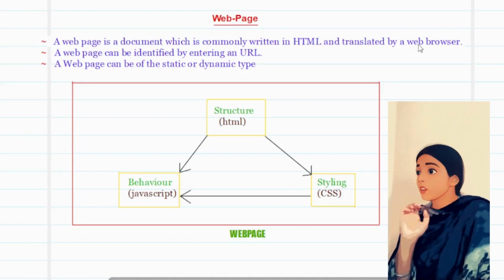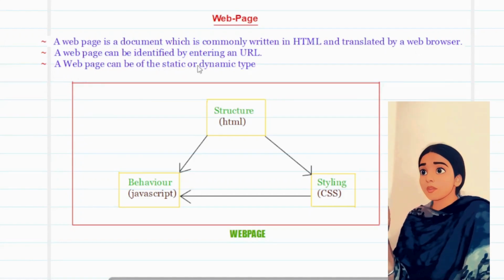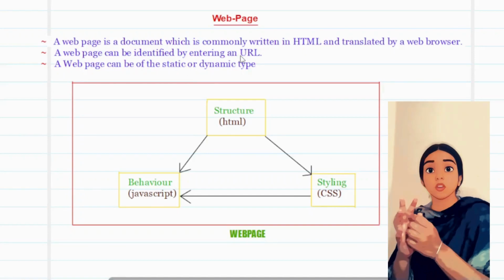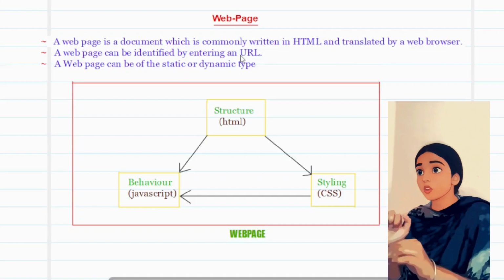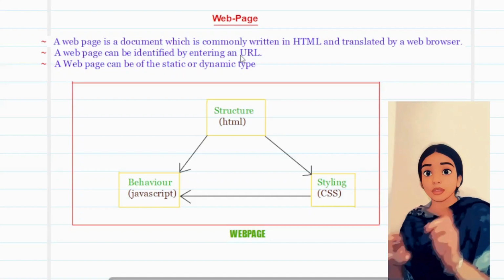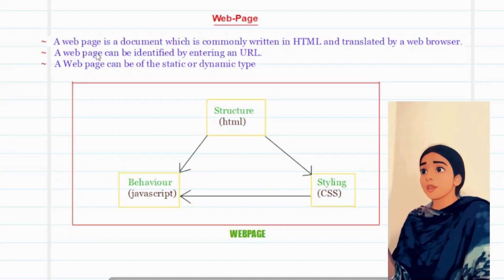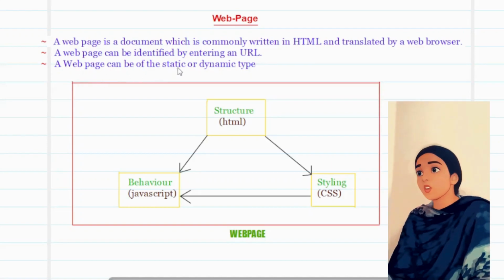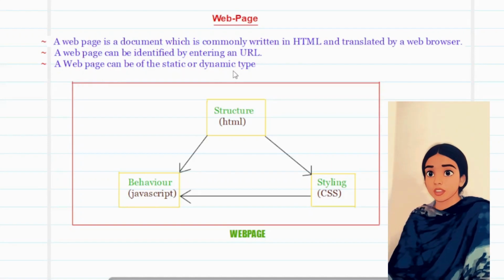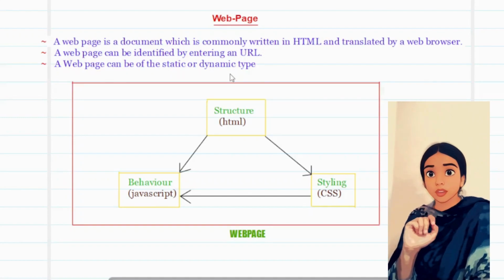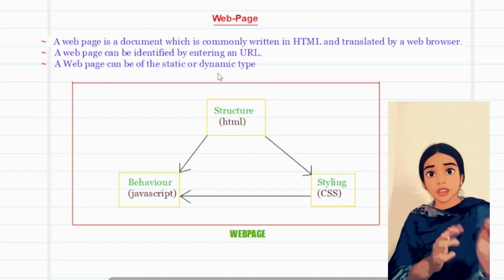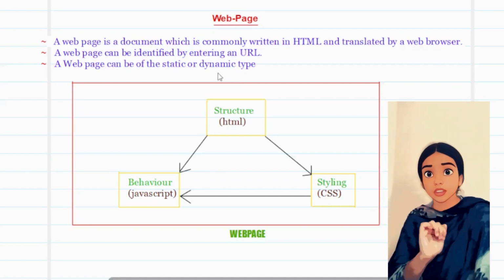Next, a web page can be identified by entering a URL. Obviously, when we want to search for any website, we go to Google and try to find that website by its URL address. A web page can be of the static or dynamic type, as I already explained at the starting point, that we can create both static and dynamic websites, but there are some differences between the languages we use to create them.